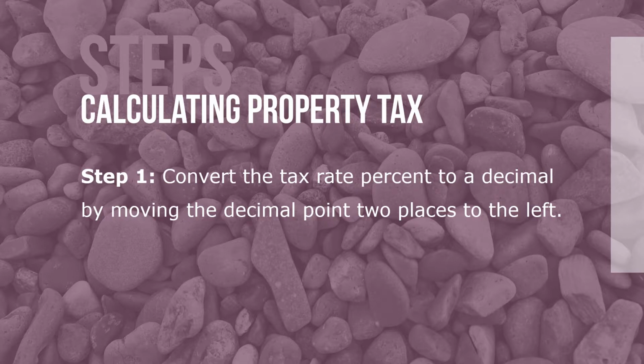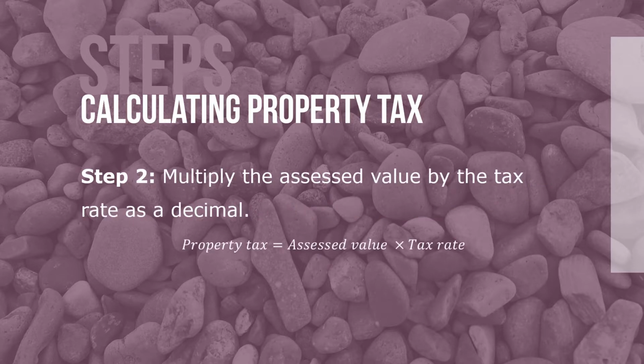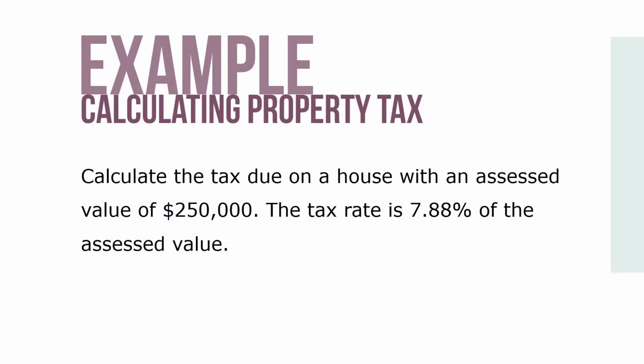Step 1. Convert the tax rate percent to a decimal by moving the decimal point 2 places to the left. Step 2. Multiply the assessed value by the tax rate as a decimal, where property tax equals assessed value times tax rate. Here's an example.